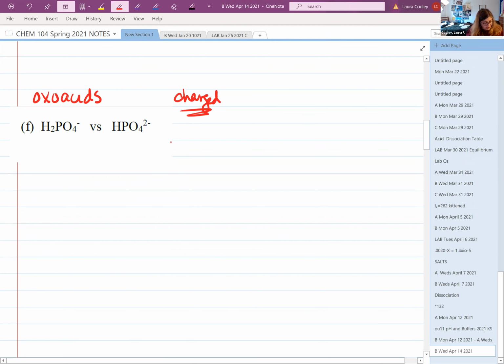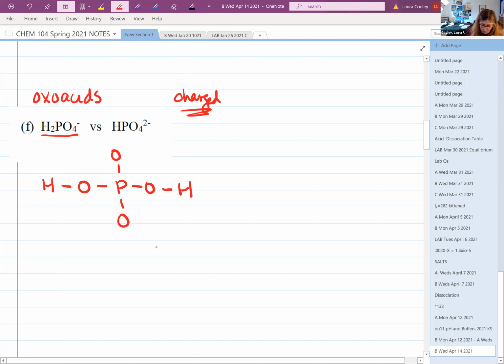So let me draw the structures of these. First of all, remember, the hydrogen is attached to an O. The O is attached to a P, which is phosphorus. So first I'm going to draw this one. H2PO4 minus. So I've got to put some more O's here, right? I've got 4 of these now. And now I have a second H.